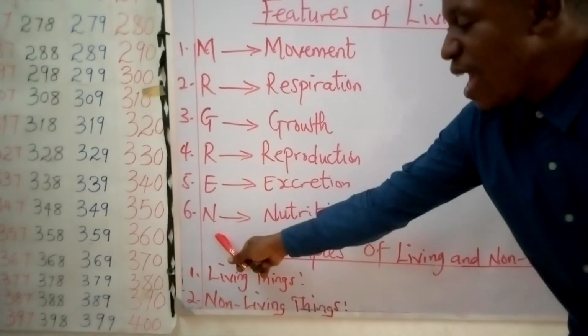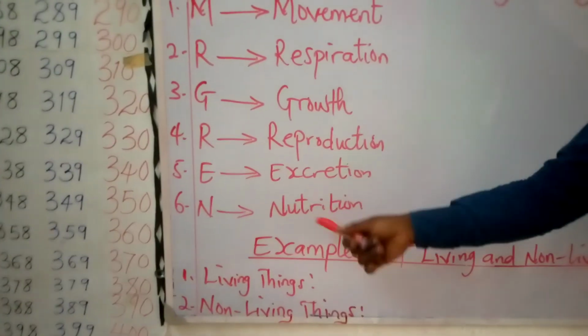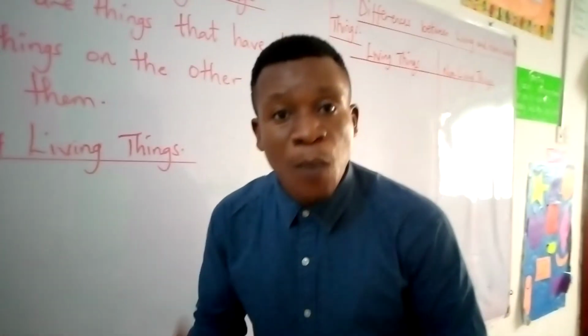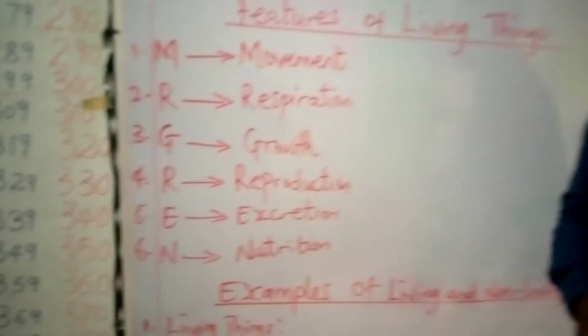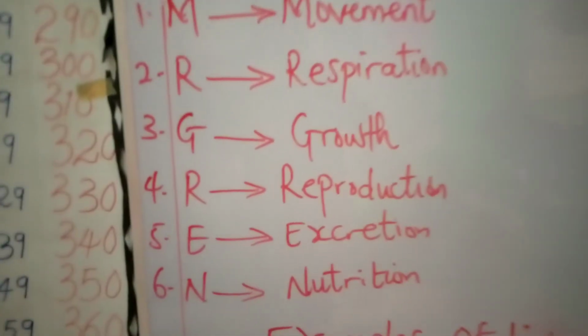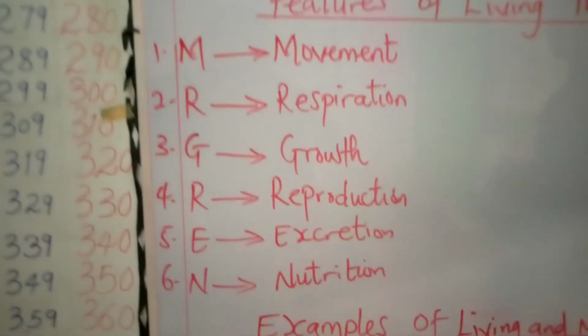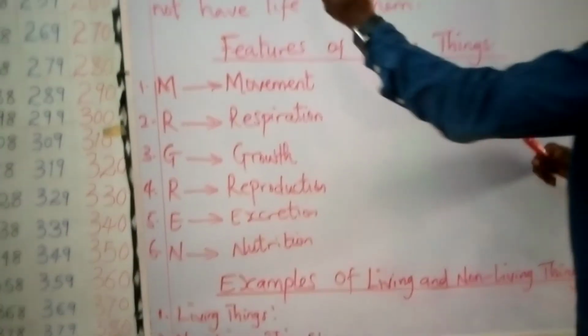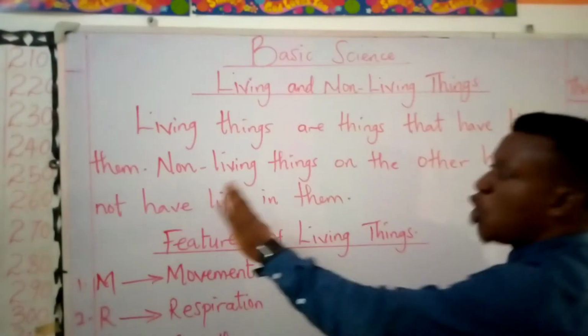And nutrition. Every living thing must eat well. That's nutrition. The food you eat must be rich so as to make you grow well. Okay, having said that, living things are things that have life in them, and non-living things are things that don't have life in them.